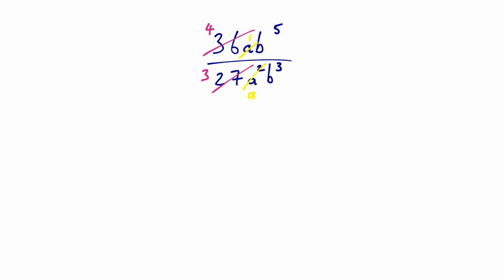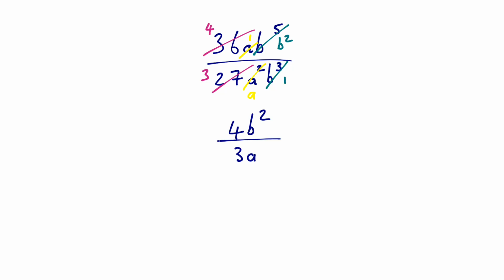And then last but not least, we have our b's. So we've got b to the power 5 and b cubed. The highest factor is b cubed, so b to the power 5 divided by b cubed will leave us with b squared, and b cubed divided by b cubed, of course, is 1. Then 4 times 1 times b squared is 4b squared. 3 times a times 1 is 3a. So this is our final answer.